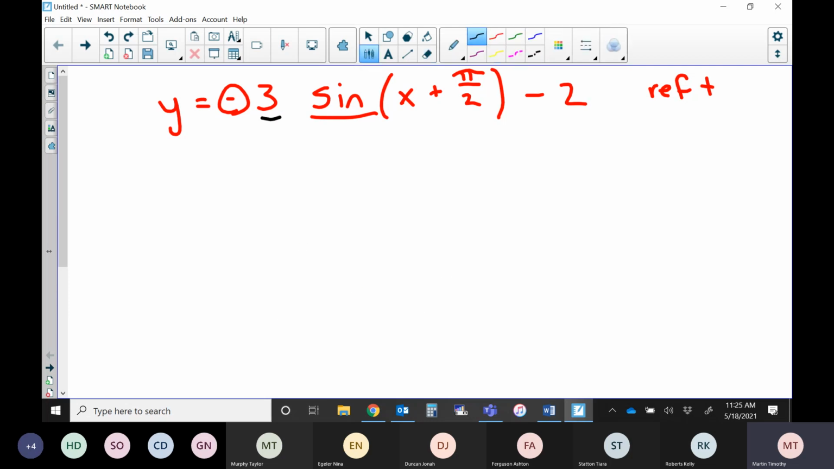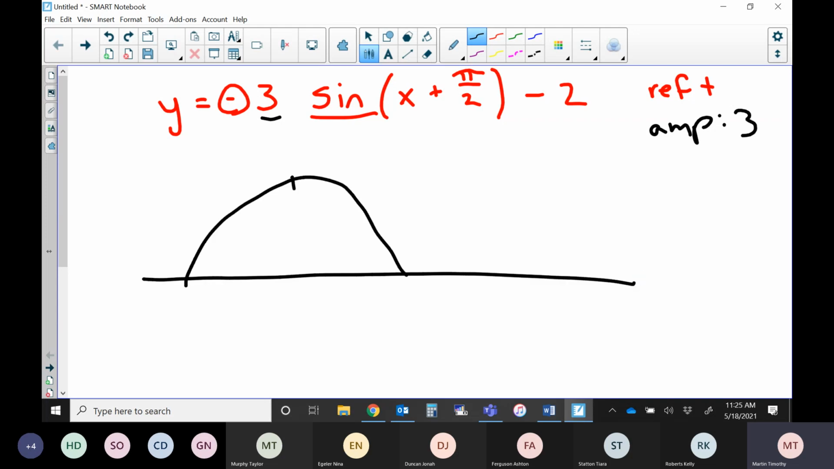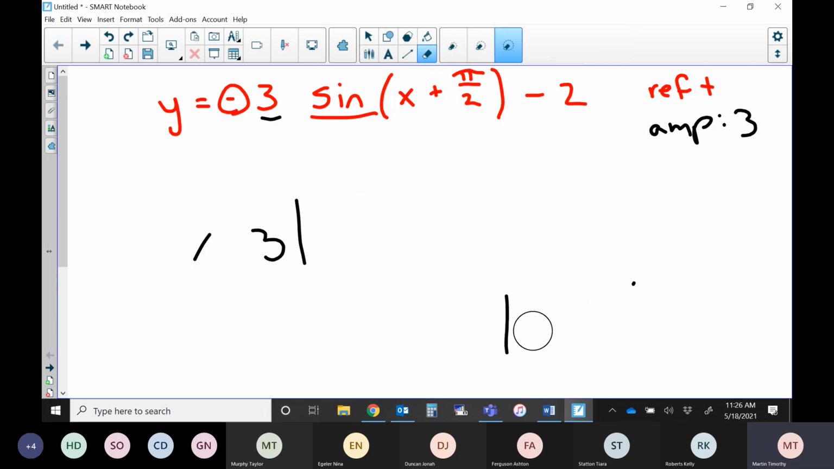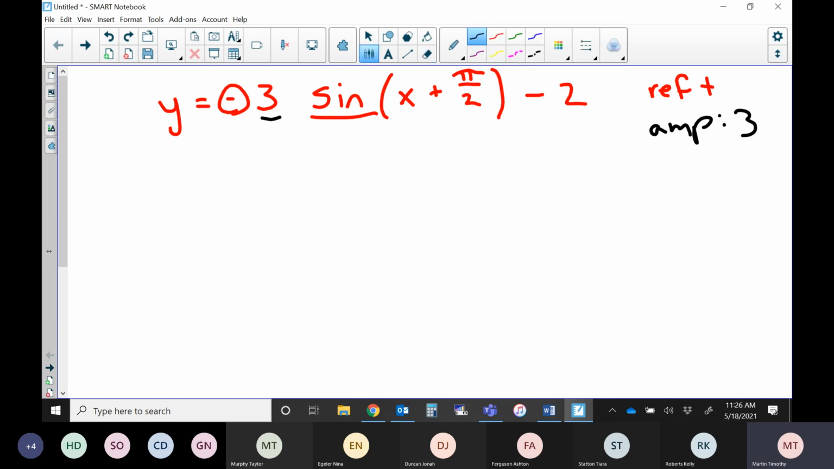Then this thing says that there's going to be an amplitude of 3. That means the distance from the midline to the max will be a distance of 3, and from the midline to the minimum will also be a 3. That's what that tells me. I'm showing you what each one of these things tells me, and then I'm going to build a graph based on those key factors. This right here tells me that there has been a phase shift. Since it's opposite of what I think, it's to the left, pi over 2. That means everything is going to be moved this way, pi over 2.